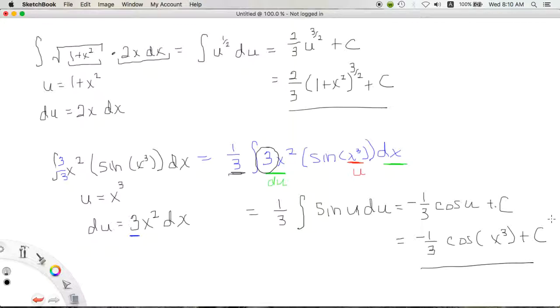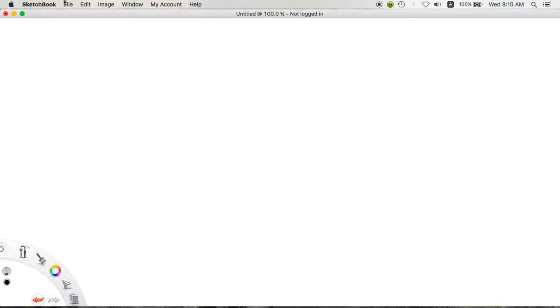Now, you can also do this with definite integrals. So for example, if we have the integral from 0 to pi over 4 of the tangent of x times secant squared of x dx. Well, let's first look at what we would substitute. Well, the derivative of tangent is secant squared, you know that.